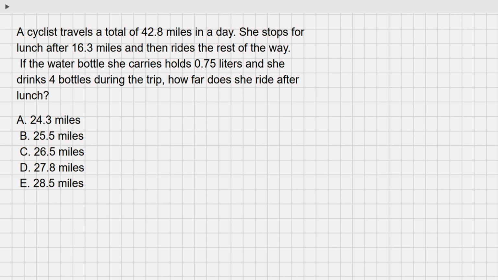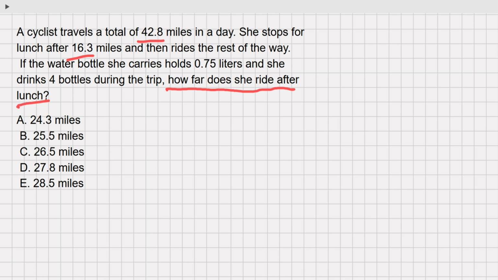Our next problem: a cyclist travels 42.8 miles in a day. I'll say before we continue, I read this and I was scratching my head for a second because I wasn't paying enough attention. She stops for lunch after 16.3 miles and then rides the rest of the way. If the water bottle she carries holds 0.75 liters and she drinks 4 bottles during the trip, how much does she ride after lunch? So what is the question asking here? I wasn't paying attention to what exactly it was asking. It's asking how much does she ride after lunch?